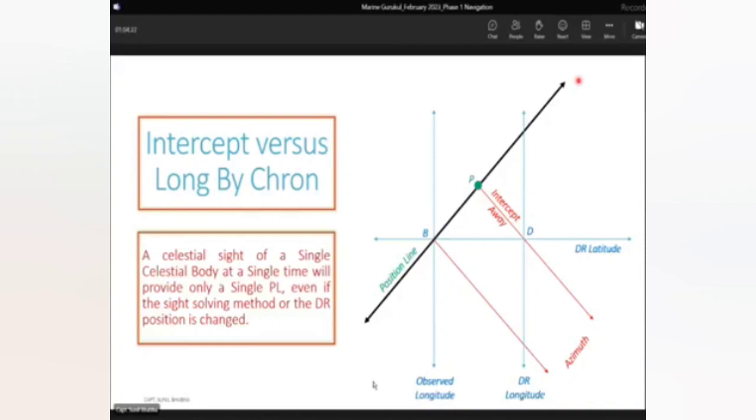No issues, beta. The observed long and the DR long are not going to be so different that their trigonometric ratios differ. So when you take sine theta, cos theta or tan theta, wherever you are using it, you will get the same answers. Okay, sir.